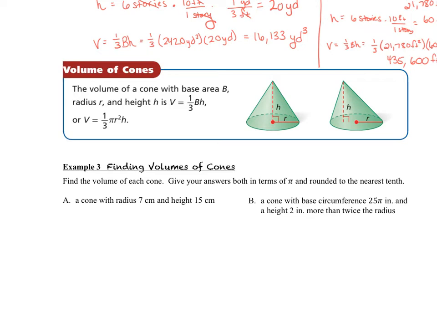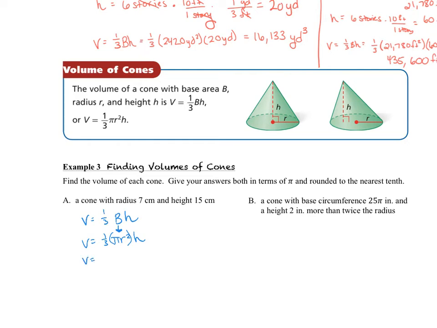Okay, volume of the cone is really the same thing. So it's 1/3 capital B H again. They're saying up above that the formula is 1/3 pi r squared H, and that's just because the area of the base would be the circle. So the circle is the pi r squared. But it's really the same formula, just 1/3 capital B H.